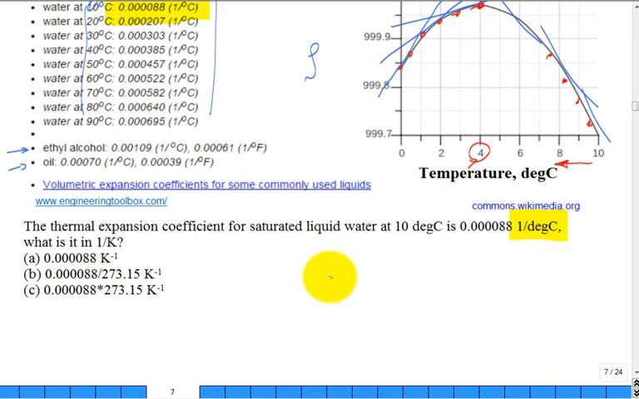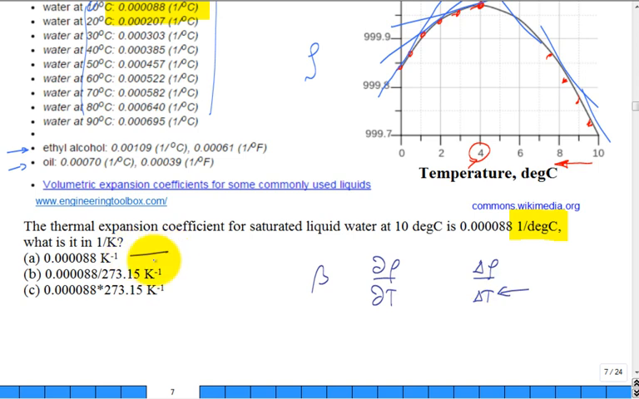Because it really is the beta. It goes back to the rate of change, very good, of density with respect to temperature. It's like a density change to a temperature change. It's a temperature change that's important, not the magnitude of the temperature in the definition of beta. All right, so A is the correct answer.